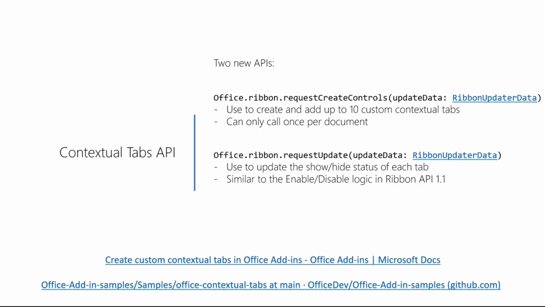Those are the updates for Ribbon API. We're excited for you to try them out, especially the one that is in preview. So please try out the Enable Disable for Word and PowerPoint and give us any feedback that you have. So that's all for us, and I'll hand it over to the PowerPoint selection APIs.